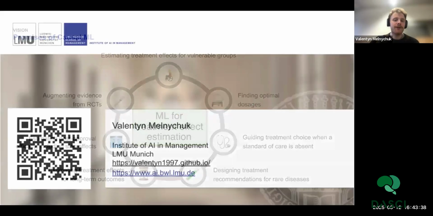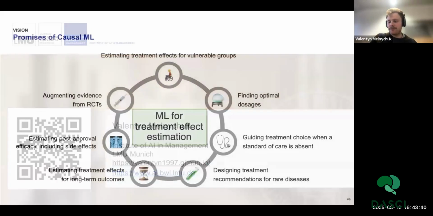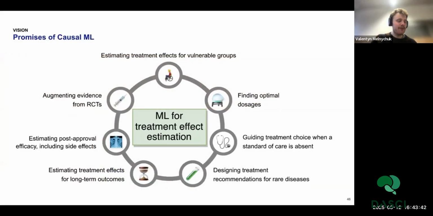And yeah, again, thank you for attention. I'm happy to hear your questions. And yeah, again, here is our vision for what machine learning could bring for treatment effects prediction, and then also design of the personalized treatment policies.